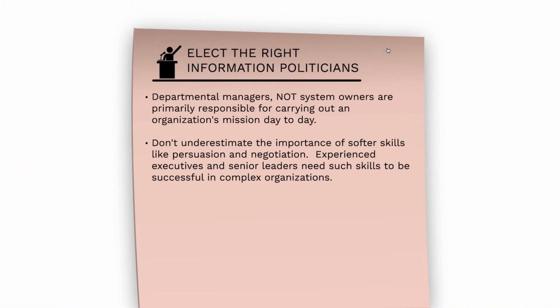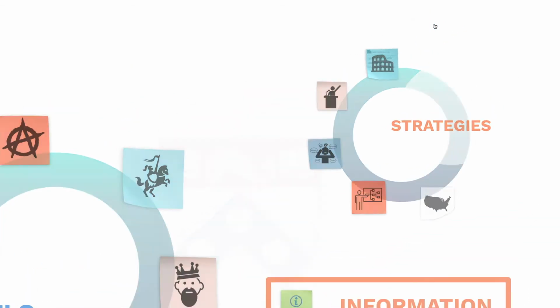The fourth method the authors advise those wishing to challenge and conquer information politics to employ is electing the right information politicians. Departmental managers or owners of information, not necessarily system or technical owners, are the ones that are truly primarily responsible for carrying out and delivering on an organization's day-to-day mission. Never underestimate the importance of soft skills like persuasion and negotiation in appointing these information politicians. Experienced executives and senior leaders need those same skills to be successful in complex organizations.